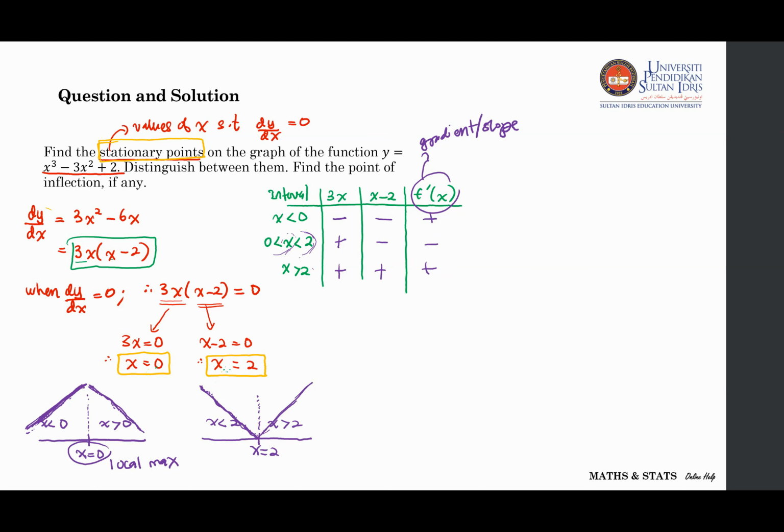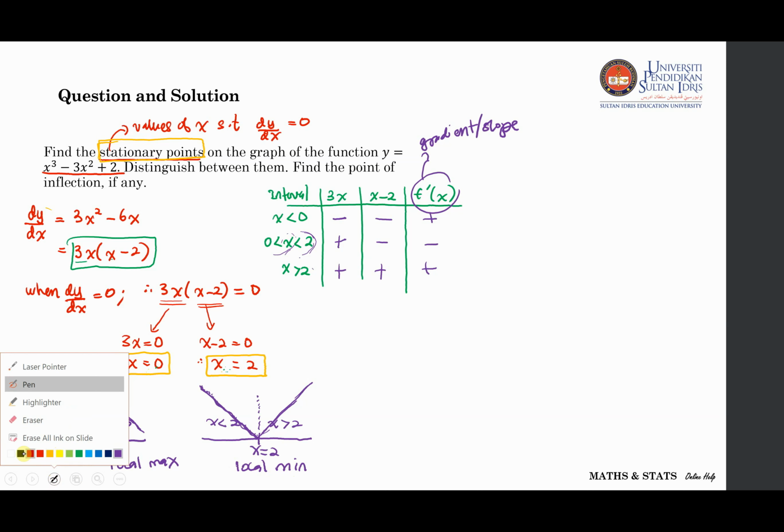Based on this, clearly you can see that at x equals 2, this is the point of local minimum. Okay, so that is one way to distinguish whether the point that you have found is a local max or a local minimum.